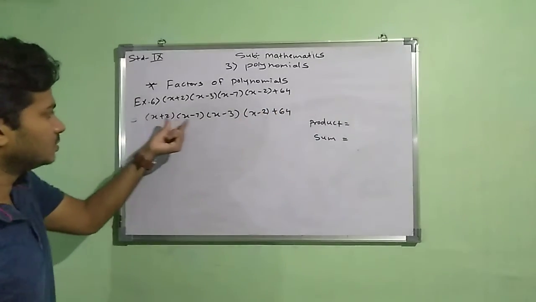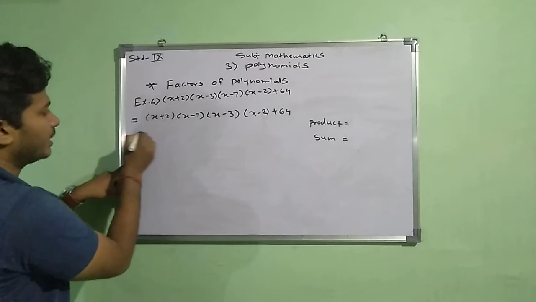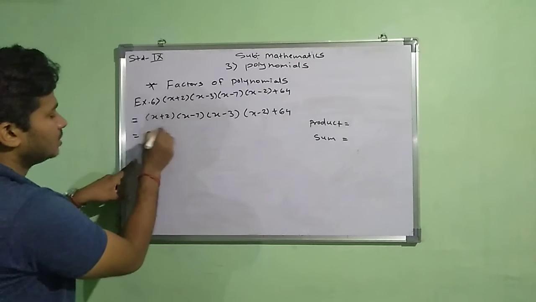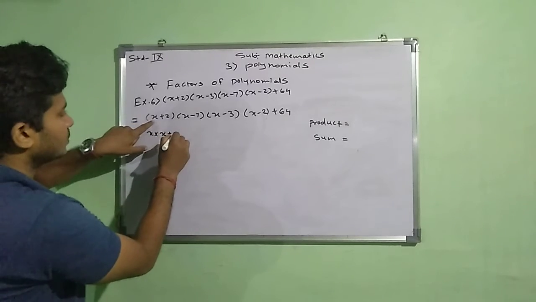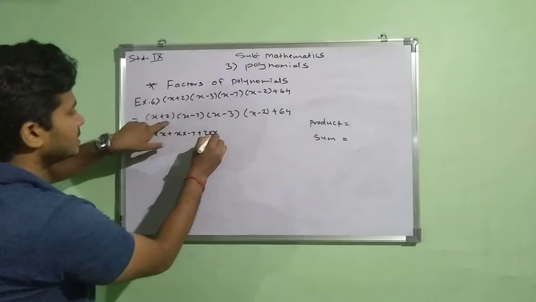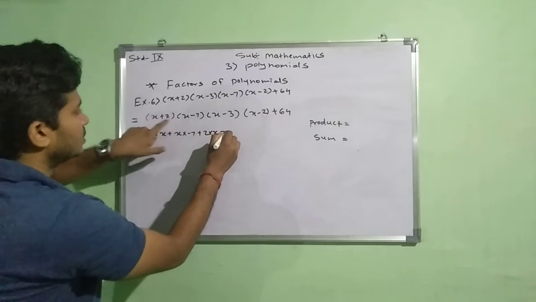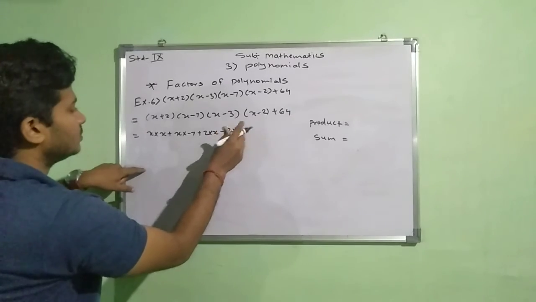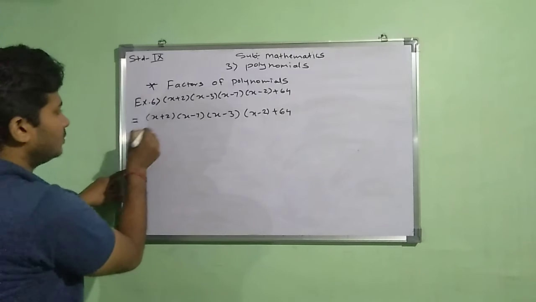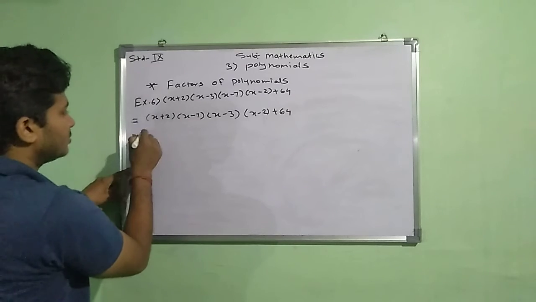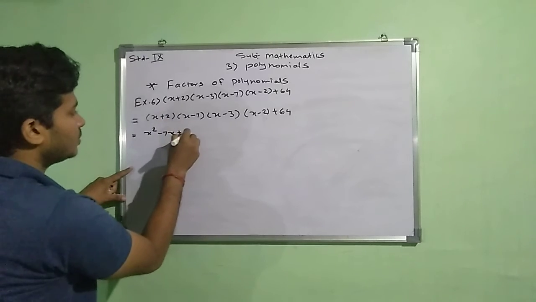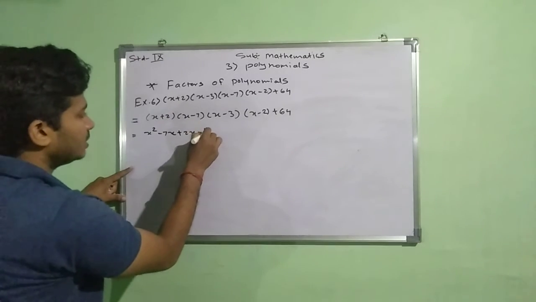Now we multiply the product of the two brackets, x plus 2 and x minus 7. So x multiplied with x, plus x multiplied with minus 7, plus 2 multiplied with x, plus 2 multiplied with minus 7. Instead of writing that complete term, we will directly multiply the two brackets. So x into x will be x square, x into minus 7 will be minus 7x, 2 into x will be plus 2x, 2 into minus 7 will be minus 14.